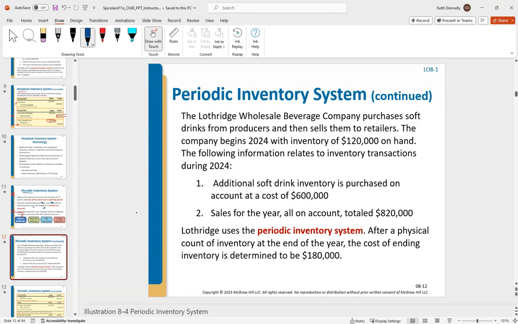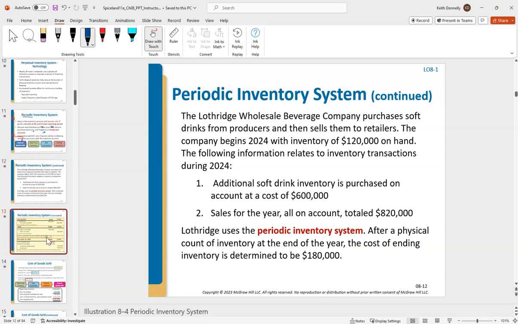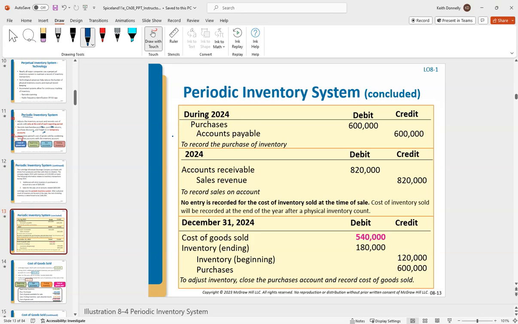All right, so here's an example. You can read through those facts, but again, this is a periodic inventory system. So we bought some inventory. We're not going to debit inventory. We're going to have this temporary account, so I'm going to put a T there. We make a sale during the period. That's great. We record journal entry 1, the revenue, but we will not record the cost of goods sold here in the middle of the period. We're going to have to wait until the end of the period.